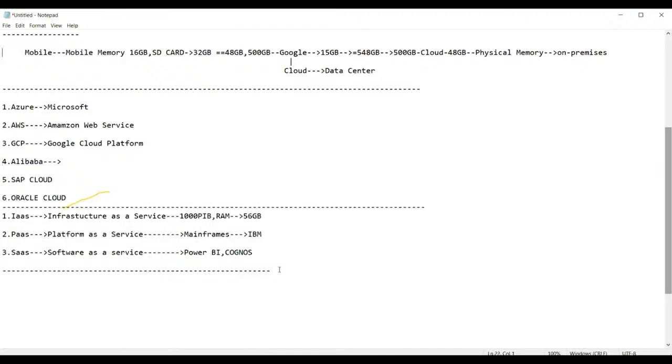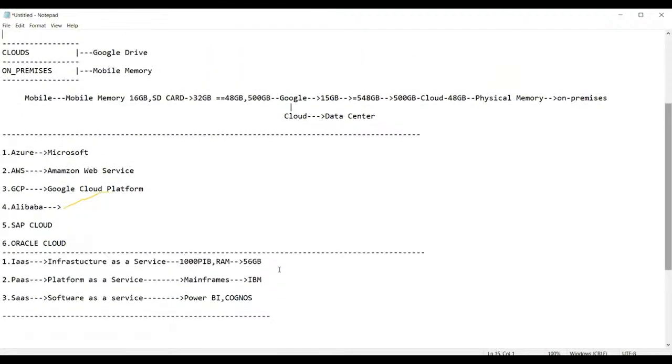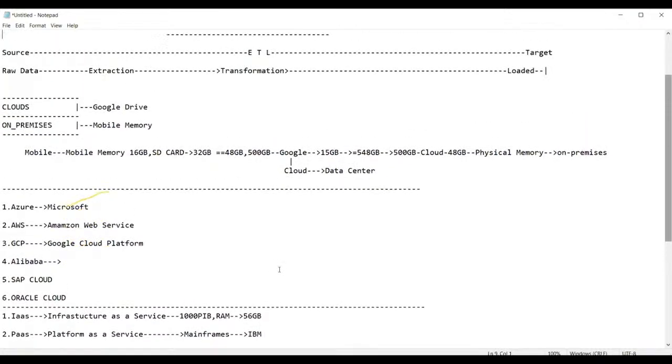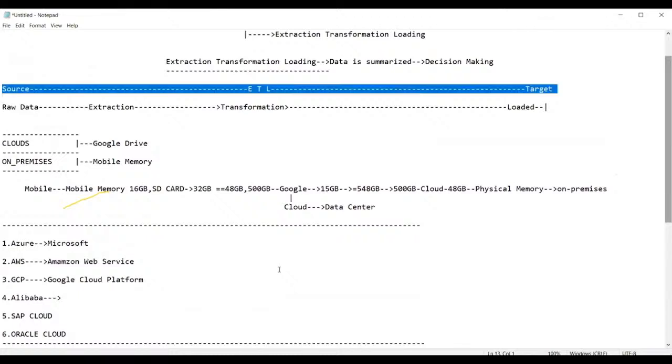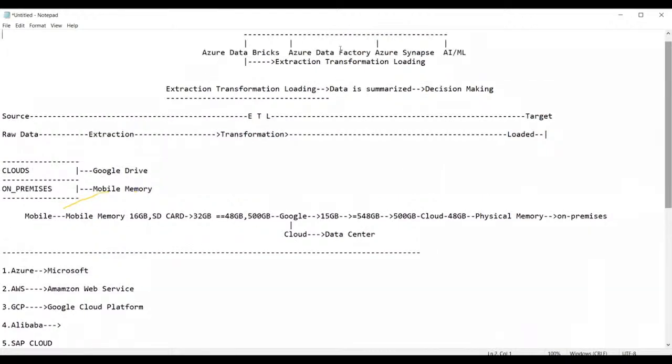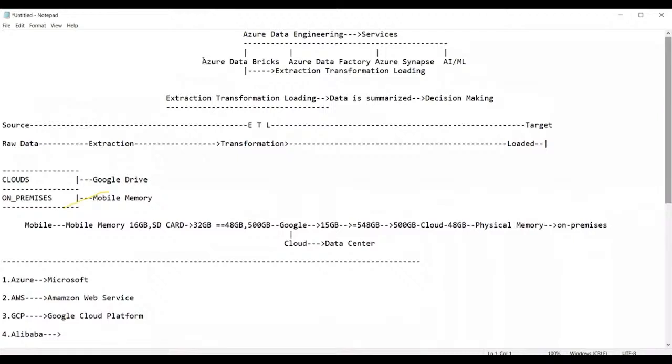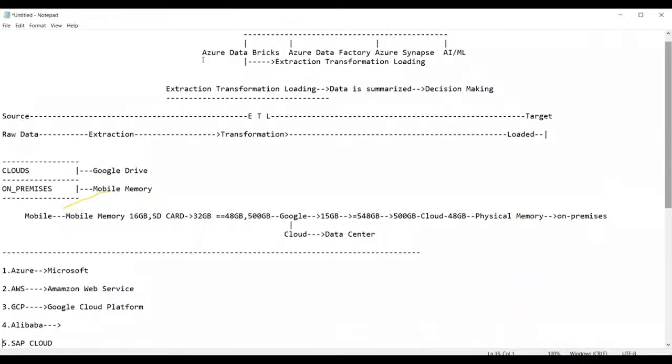Now guys, the cloud is clear for me and on premises is also clear for me. Everything is clear. But my question is that source, target, and this thing is done. Extraction, transformation, loading is already done. But what is exactly the use of ADB, that is called Azure Databricks? What does it do? We have to understand this. So now guys, let us come back here.